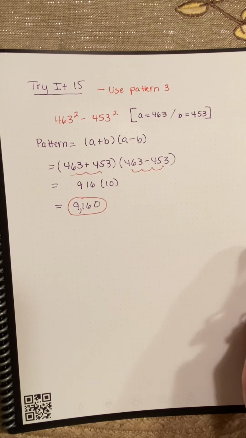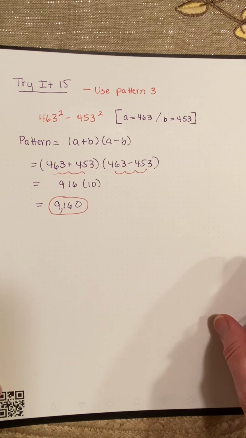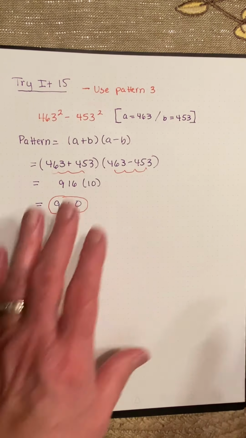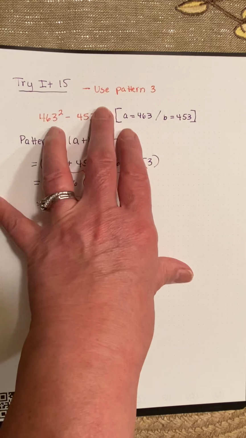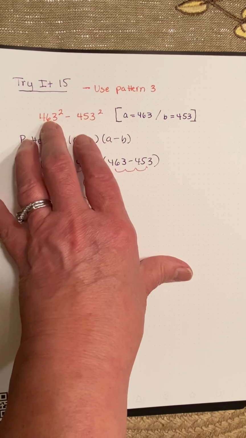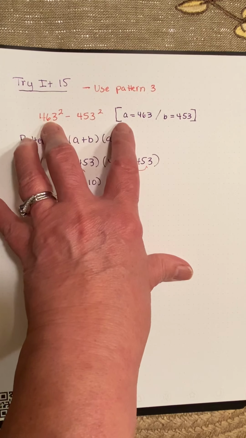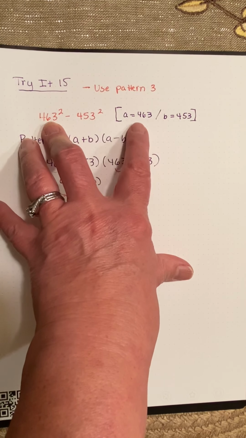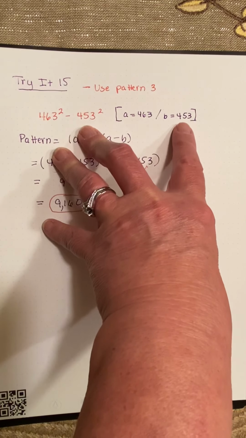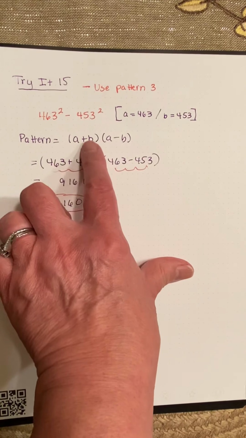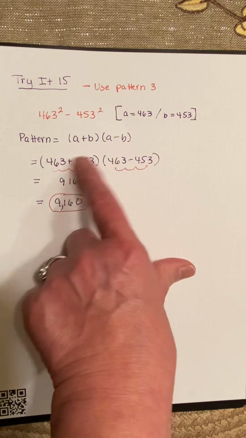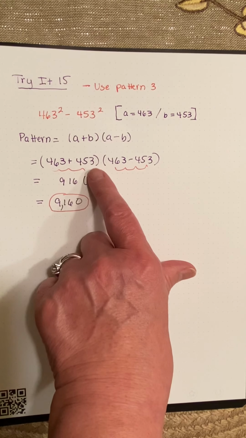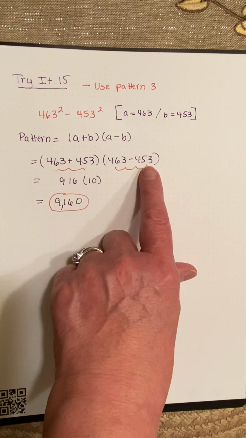Okay, one final problem. Try it 15 on the page 82. Again, we're going to use pattern 3 because it's a number squared minus a number squared. In this case, they tell me what A is. A is 463, B is 453. So my pattern is A plus B times A minus B. So I'm just going to take my A and my B and plug it into the pattern. So 463 plus 453 times 463 minus 453.